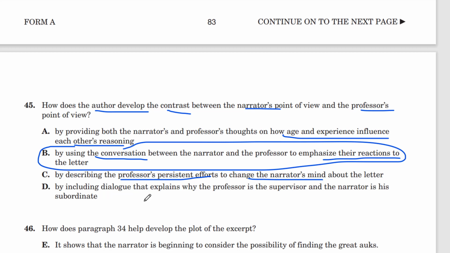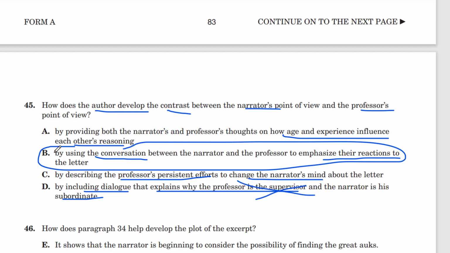He says, you're going to go, because it seems like the guy's working for the professor, right? He's the subordinate. D, by including dialogue that explains why the professor is the supervisor and the narrator his subordinate. Well, no, the dialogue doesn't explain why the professor is the supervisor and the narrator is the subordinate. That's the wrong thing to be explained. That's not correct. There is dialogue, that's true.